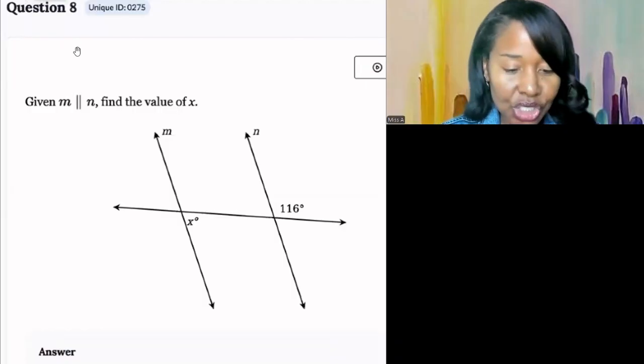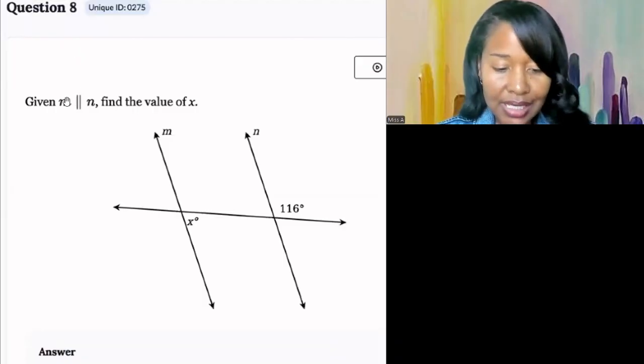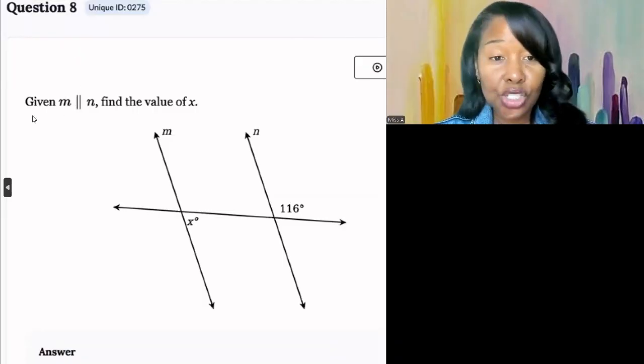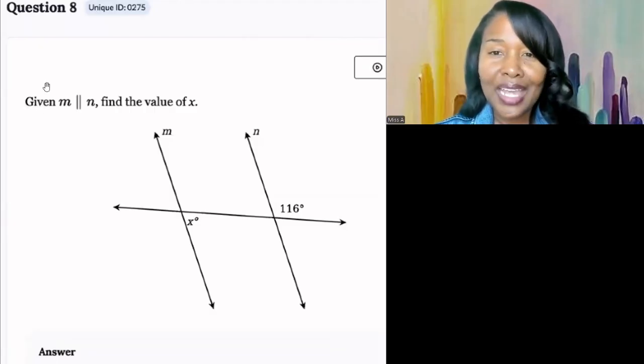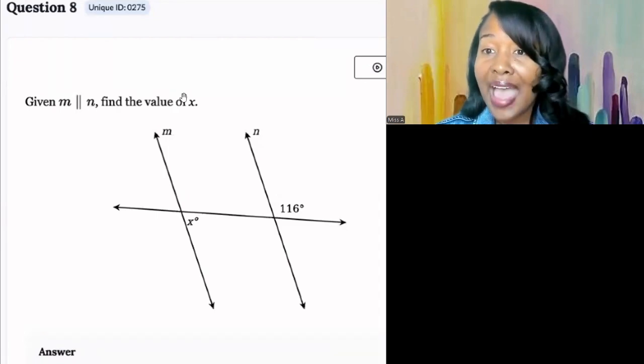So we have a question that is loaded up for us to take a look at. It's a geometry question, so here we go. Given M is parallel to N, find the value of X.